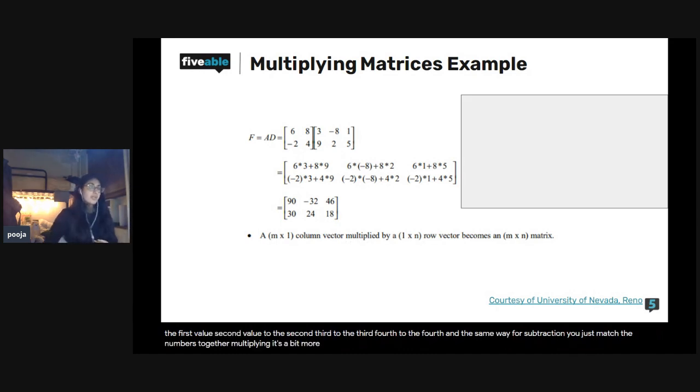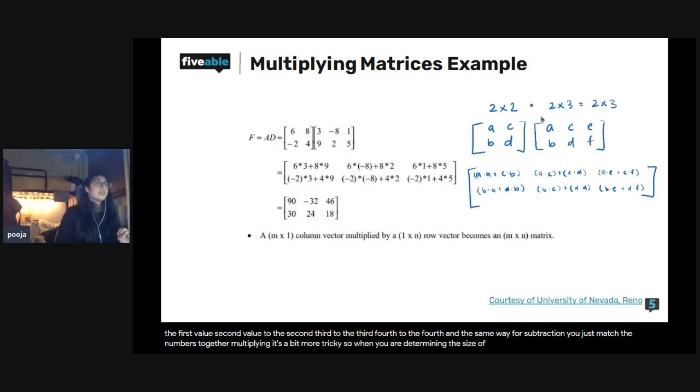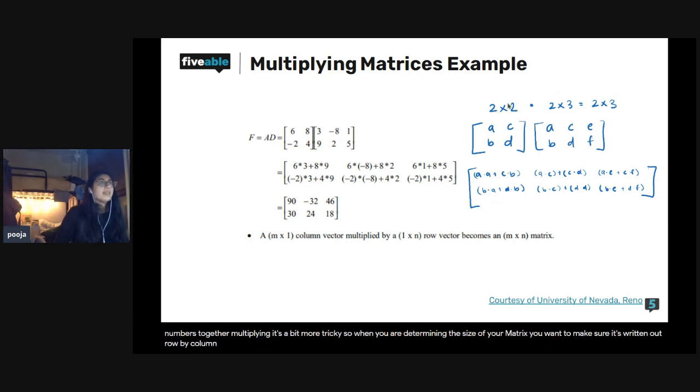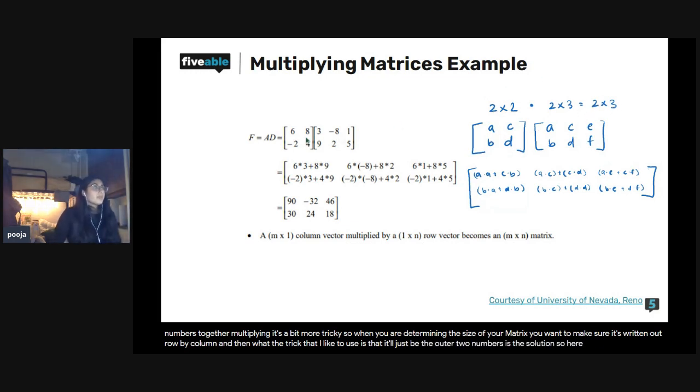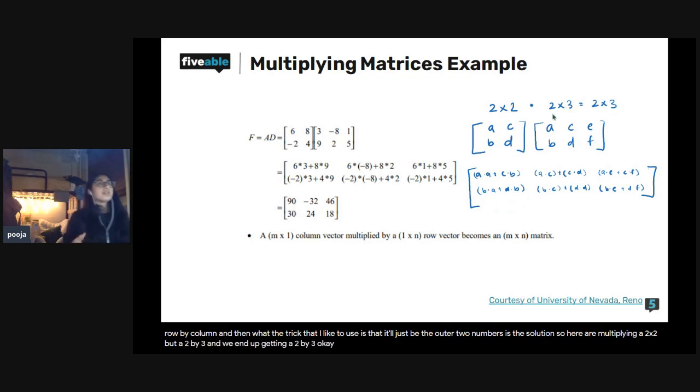Multiplying gets a bit more tricky. So when you are determining the size of your matrix, you want to make sure it's written out row by column. And then the trick that I like to use is that it'll just be the outer 2 numbers as the solution. So here we're multiplying a 2 by 2 by a 2 by 3, and we end up getting a 2 by 3. Okay? And division works the same way, it's just you're dividing numbers instead of multiplying them.